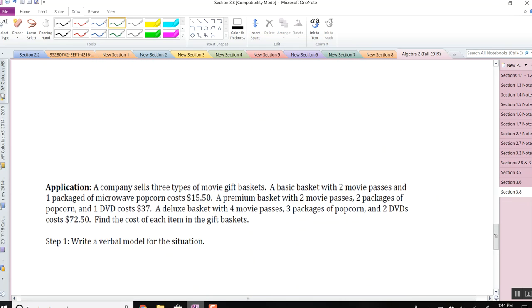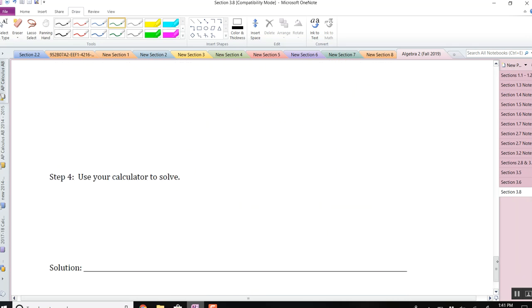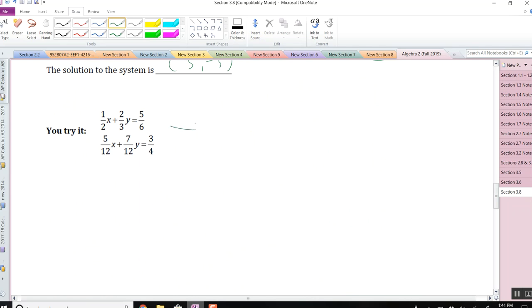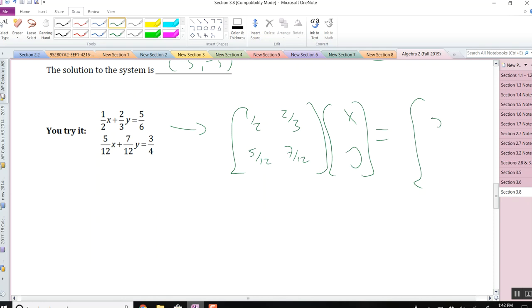So we're actually going to try this right now for some of these problems. So again, if I organize this into a matrix, 1/2, 2/3, 5/12, 7/12. My variables are x, y, constants are 5/6, 3/4. What happens is that I have to multiply both sides by the inverse. So you actually want to show it. And the order in which you do it does matter. So I'm putting it to the left.